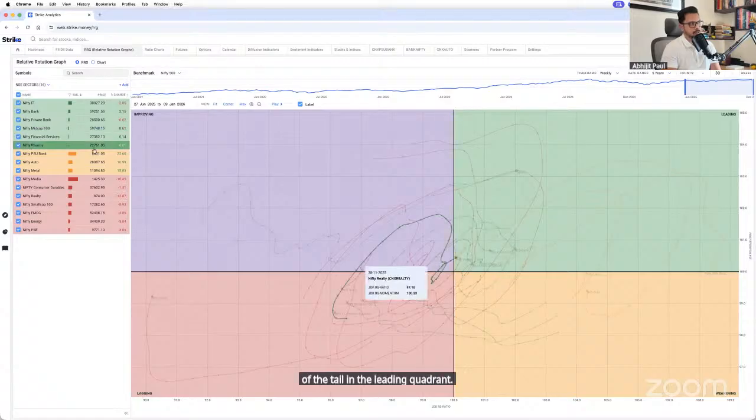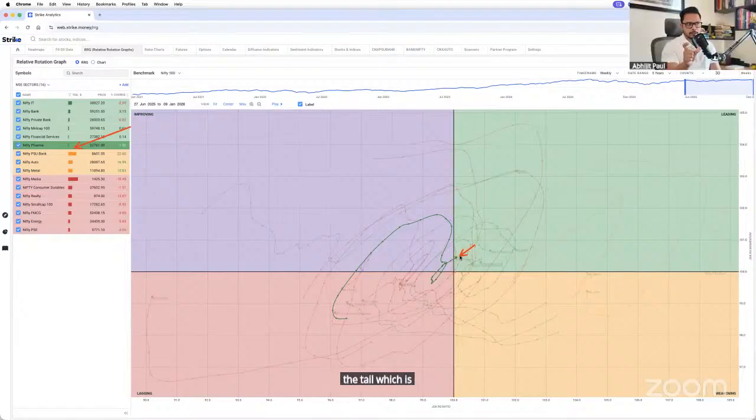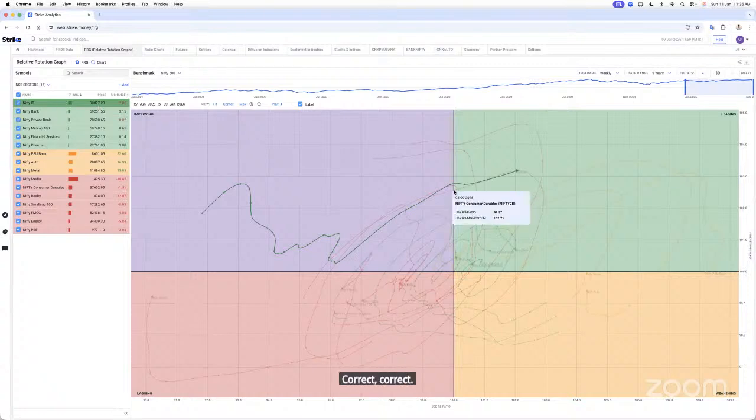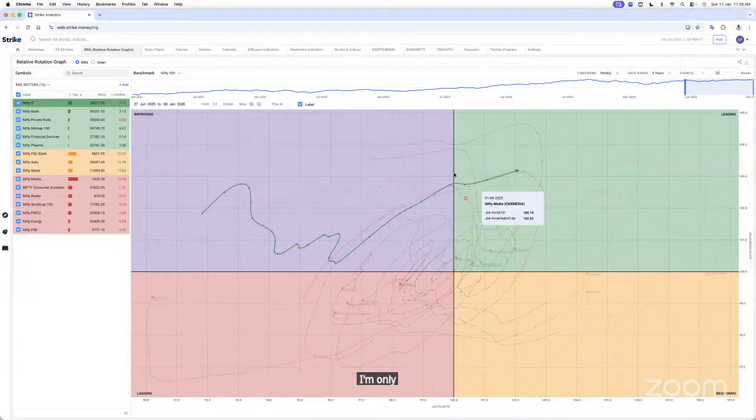So pharma, you see very little. How far it is from the tail which is inside the leading, part of the tail which is inside the leading, how much it is inside. You see pharma very little. You see IT maximum. I'm not talking about the entire 30 period tail. I'm only talking about the leading quadrant tail. This is the leading quadrant reading only.